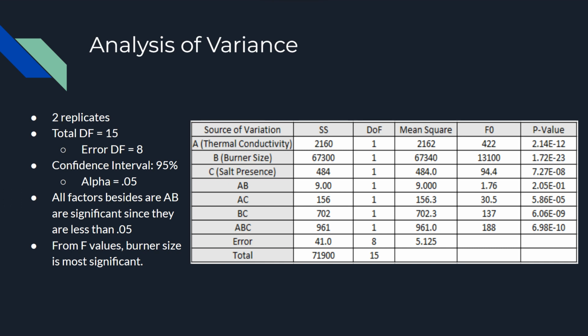Next, we considered the f-values. We were able to determine which factor was the most impactful by looking for the largest f-value. Through this, we found that the burner size was the most influential, followed by thermal conductivity, and then by salt presence. As for two-way interactions, burner size and salt presence leads as the most effective, followed by thermal conductivity and salt presence, and lastly by thermal conductivity and burner size.